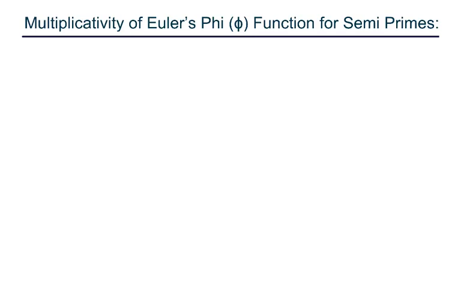This is an intuitive discussion of the multiplicative nature of Euler's phi function for semiprime integers. For any given positive integer k, the phi function outputs the number of integers less than or equal to k that do not share any common factors other than 1 with k.